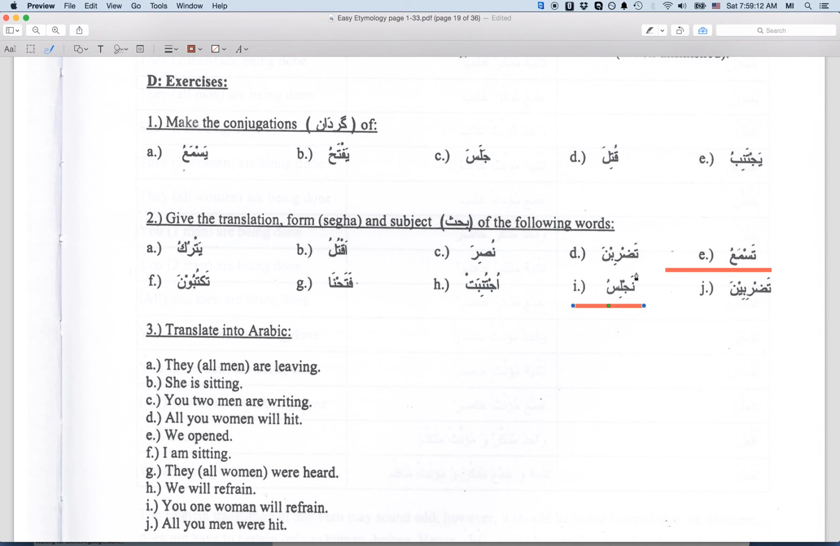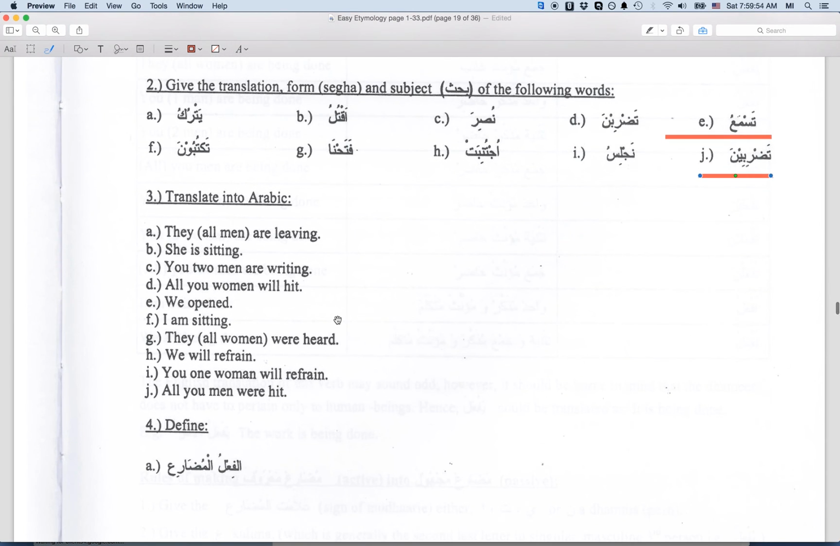Najlisu. So noon is a sign that it's for jama mutakallim. Najlisu, we are sitting or we will sit. So jalasa became yajlisu, and then it became najlisu. And finally, tadribina. This is for you one woman is hitting or will hit. So daraba became yadribu. So yadribu, yadribani, yadribuna. Tadribu, tadribani, yadribna. Tadribu, tadribani, tadribuna. Tadribina, right here. Wahid, muannas, hadir.